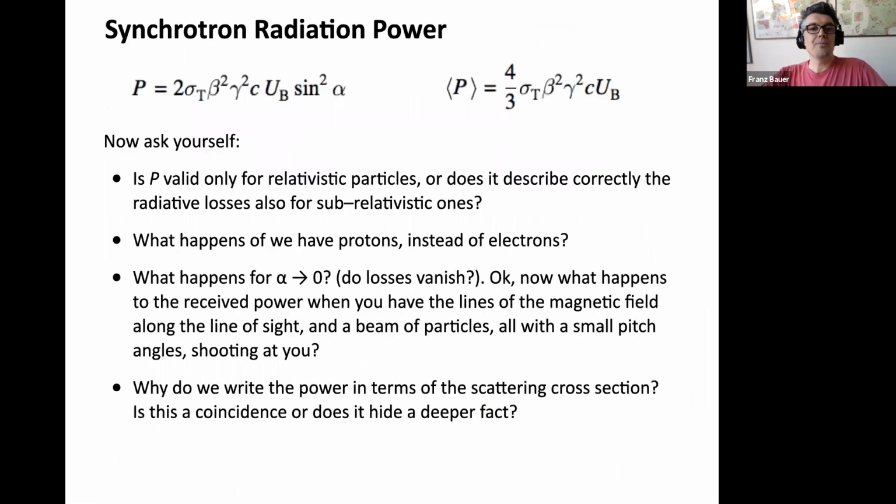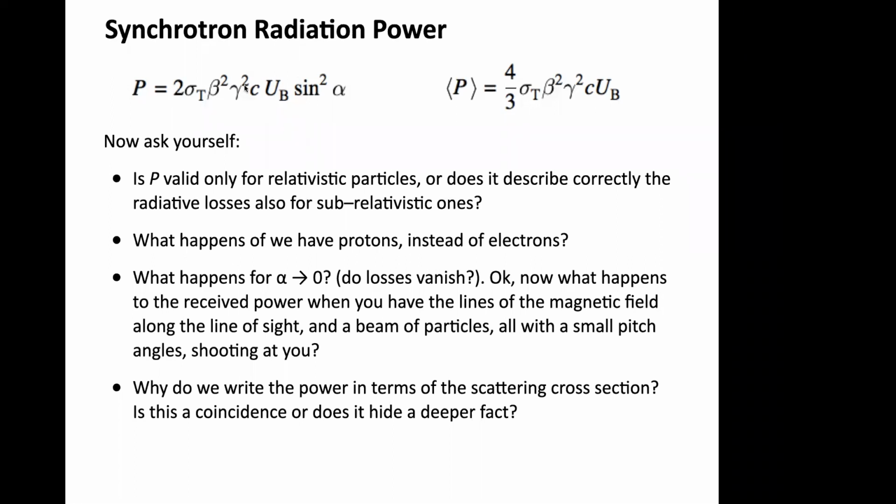Okay, so we have this as the angular formula for an individual electron, and we have this as the average one. And so we can ask ourselves a couple of questions here. If this is valid for relativistic particles, does it also describe ones that are non-relativistic? What will happen in a non-relativistic case? Gamma should be 1. So gamma goes to 1. Anything else happening here? Beta.